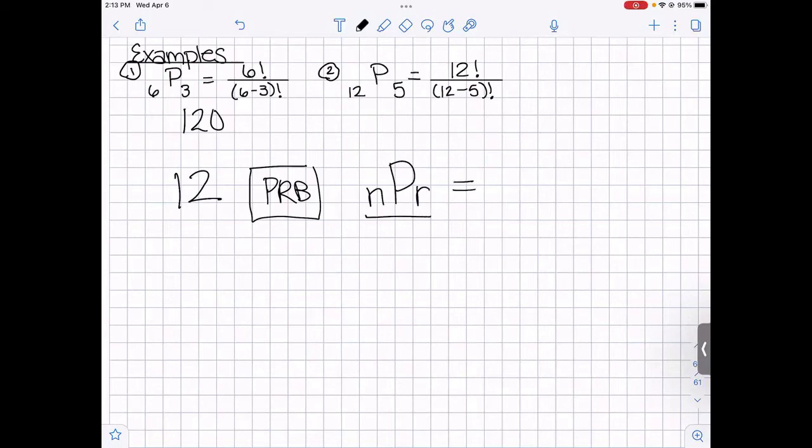Then you gotta type your second number. 5. So if you're looking at your screen, it should say 12 nPr 5. Hit equals. 95,040. That is another way to find these. Okay. This is the permutation button, so you don't have to type in the full formula. Okay. Yep, that's the answer.